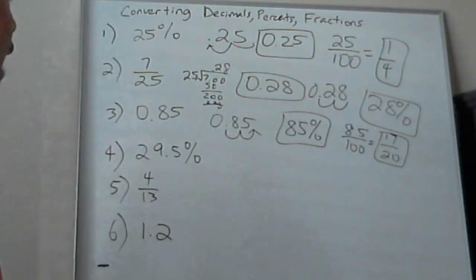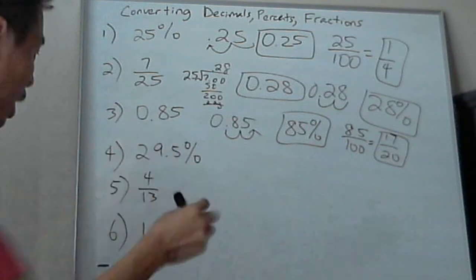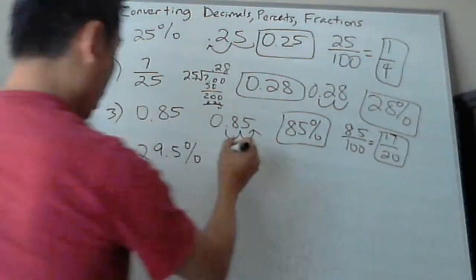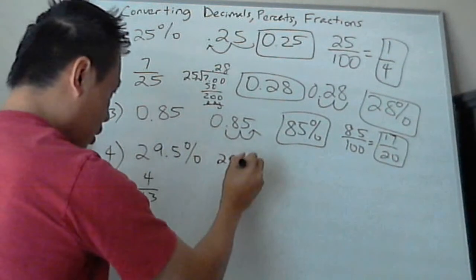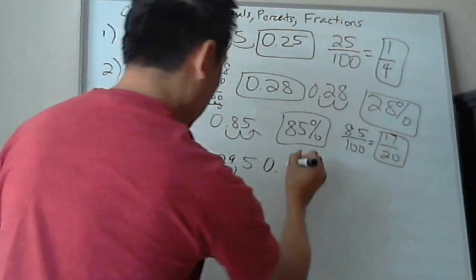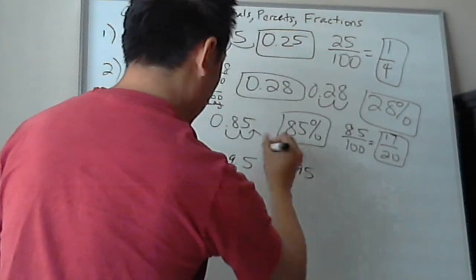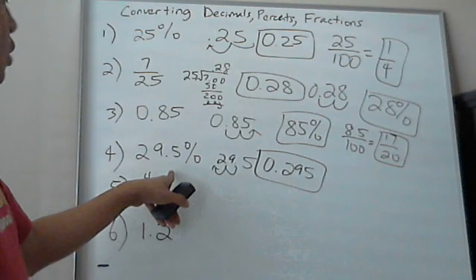So how do you change that into a decimal? Well, remember the same rule. Move 2 spaces to the left in the decimal, right? So let me write this again. And then I jump 2 spaces to the left, and I'll get 0.295. Right?